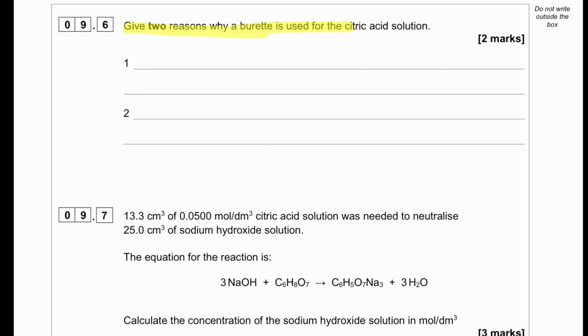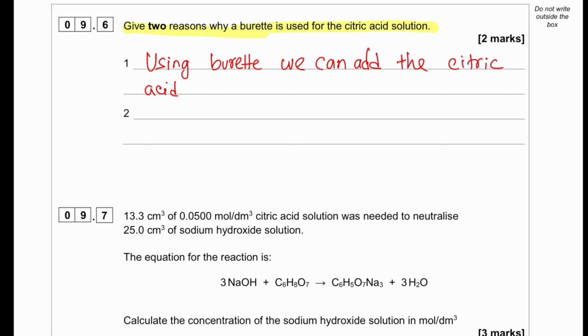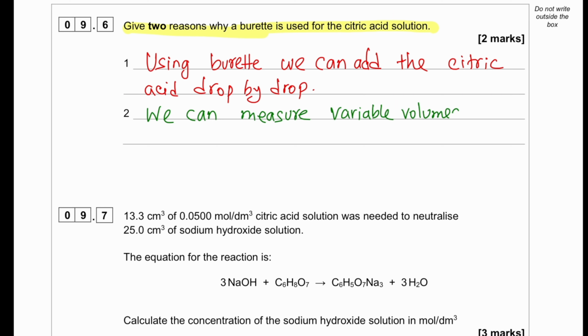Give two reasons why a burette is used for the citric acid solution. The main reason we are using a burette is that we are adding a variable quantity, and we can add the citric acid in small increments, drop by drop. We can measure the variable volumes as well. It is more accurate in comparison to a measuring cylinder, or at least we have better control of how much citric acid we want to add.